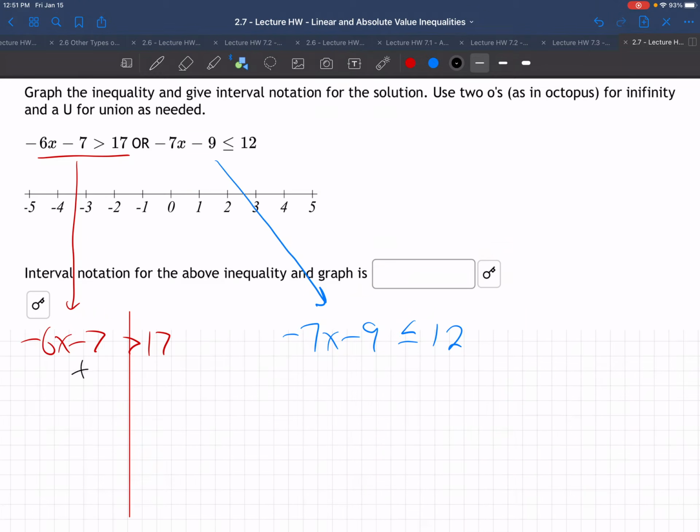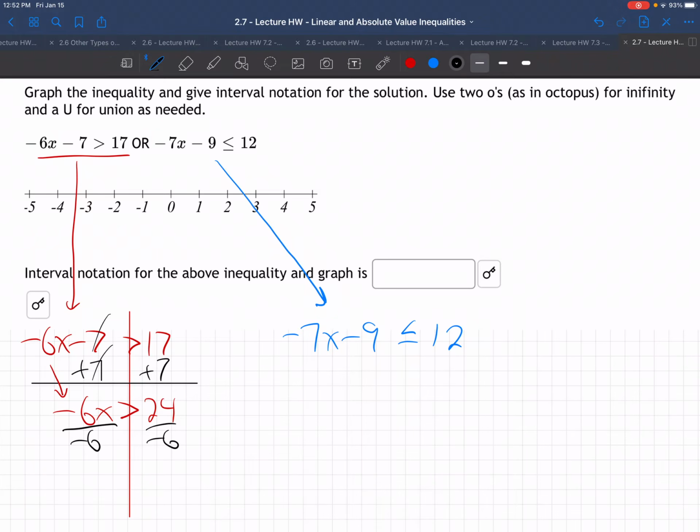To get x alone, you have to add 7 to both sides. This cancels, and we get minus 6x is greater than 24. And then divide by minus 6. Now remember what has to happen when you divide by minus 6. What are we going to do there?